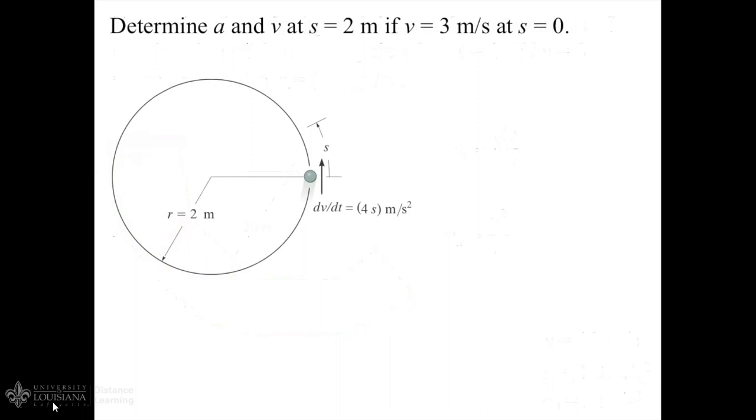All right, now try this one. See if you can find the acceleration and velocity of this particle at the position s equaling 2 meters. If originally, the particle has a velocity of 3 meters per second.